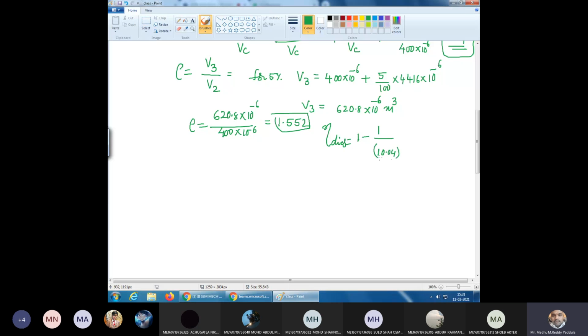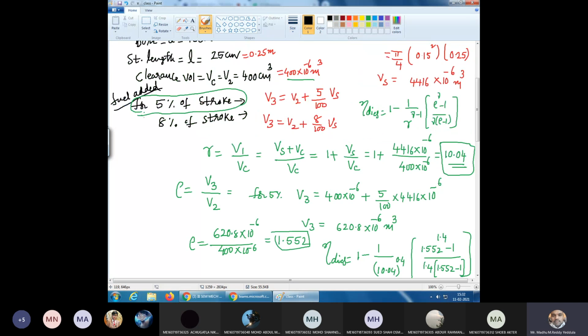10.04, 1 minus 1 by R power gamma minus 1. 0.4 minus 1 is 1.4. Sorry, 1.4 minus 1 is 0.4 into rho power gamma minus 1. Now rho means 1.552 power gamma minus 1 by gamma into 1.552 minus 1. So if you simplify, you will get this efficiency as 59.35%. This percentage is for 5% of the stroke.